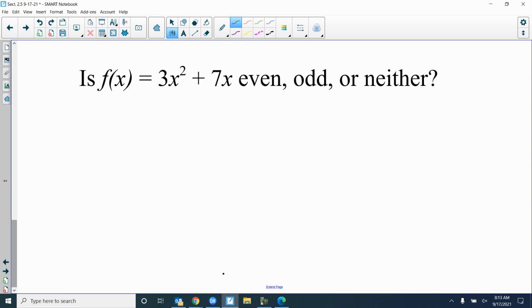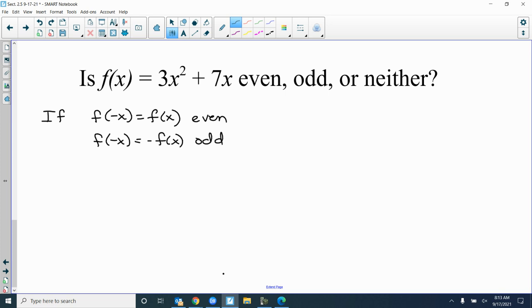Here's what you do. You can just pay attention to this first part. If f of -x equals f of x, then it's going to be even. If f of -x equals the opposite of f of x, it's odd. The darn thing about math is you can't just plug in numbers. That's not good enough. You've got to prove it for all cases, which means you've got to plug in variables.